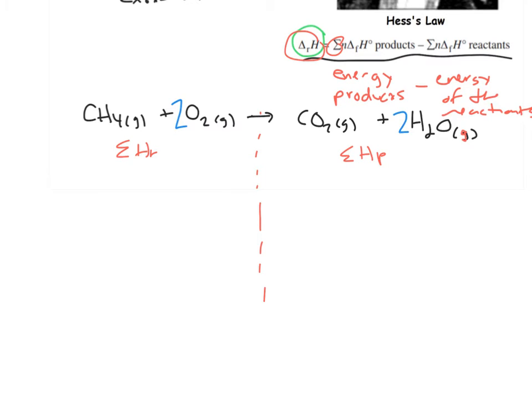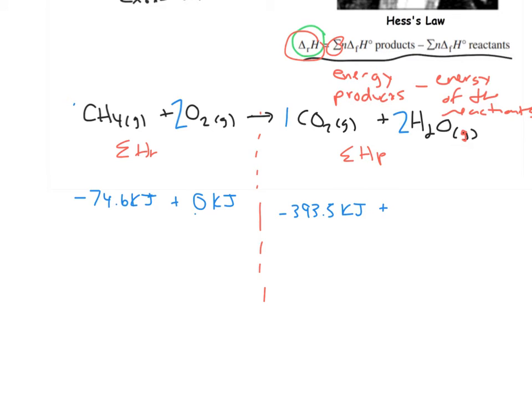Kilojoules per mole. So methane is negative 74.6 kilojoules. And that's for 1 mole. Because I only have 1 mole, that's going to be my energy. Now my oxygen, it has a value of 0 kilojoules. So it doesn't really matter if there's 2 moles of it because there's 0 kilojoules per mole. Then I look at my product side. Negative 393.5 kilojoules. And that is for 1 mole. And there is 1 mole here, so that value doesn't need to change.